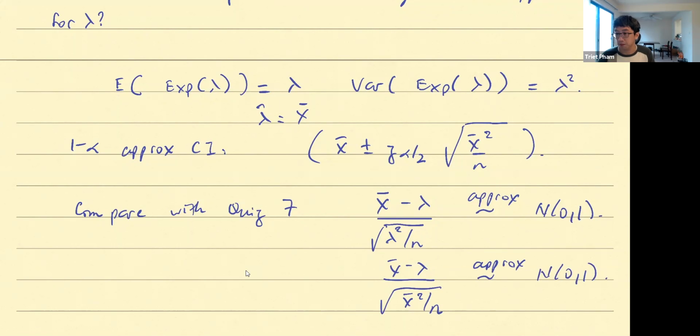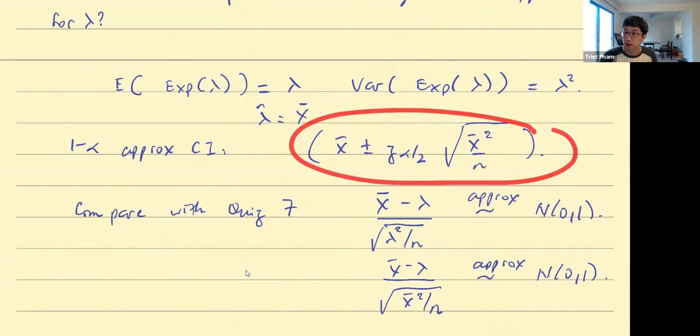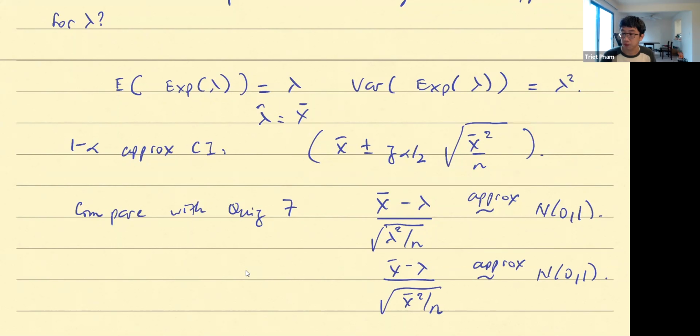Is that okay? And then, of course, pivoting will give you that. Yeah. So compare this with quiz 7, where you have to use some gamma result. Why is that the case?